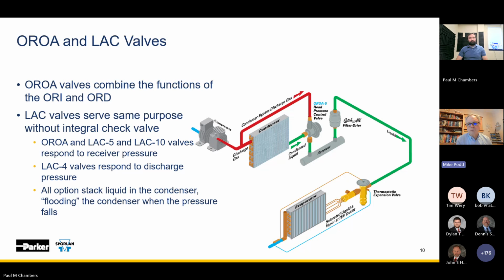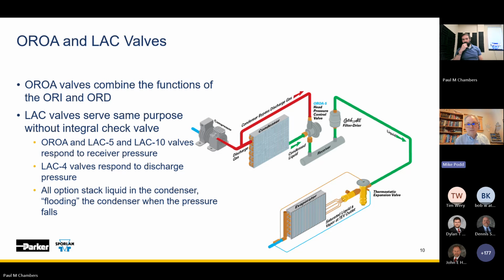And that's a key difference between this and the ORI valve, which was sensitive to inlet pressure. With the OROA valve, it's the receiver pressure that's telling this valve whether to hold back and restrict flow leaving the condenser. So this is definitely a different control strategy. It's receiver pressure that is your reference pressure here. It functions basically the same, restricts flow out of the condenser to try and maintain pressure on the outlet side.